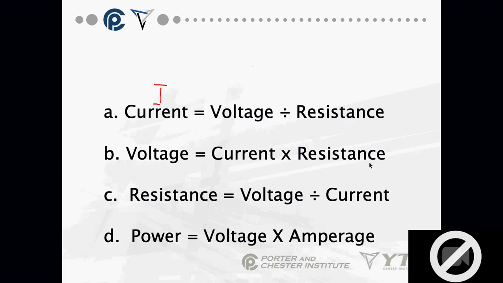Voltage is current times resistance. Resistance is voltage divided by current. Then we toss in power, which is W. It's voltage times amperage. Power is watts. It's how much power, how much work we're doing with the current. Okay, these are the 4 basic formulas of Ohm's law.